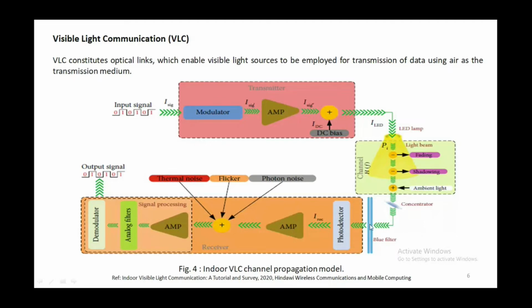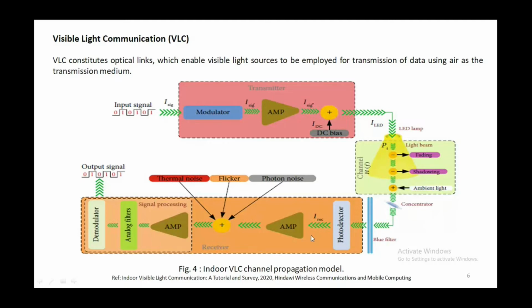Now the photodetector converts the optical signal into an electrical signal, and that electrical signal is amplified, and at the receiver again some noise, thermal noise, flicker noise, and photonic noise are there. Then that signal is again amplified and processed. After that, using an analog filter, we get our output signal, and we demodulate that signal to finally get the transmitted signal in the form of our input signal. So this is the whole propagation model.